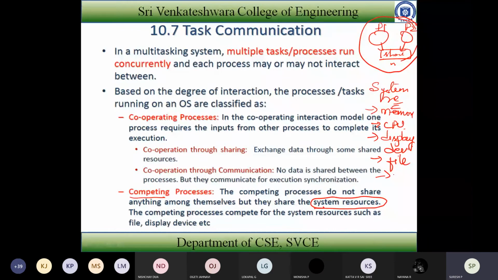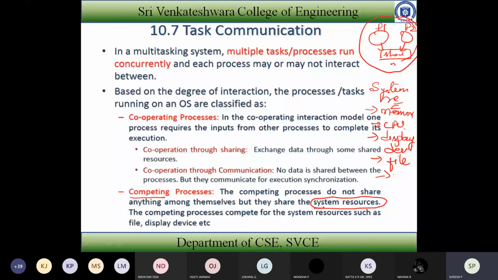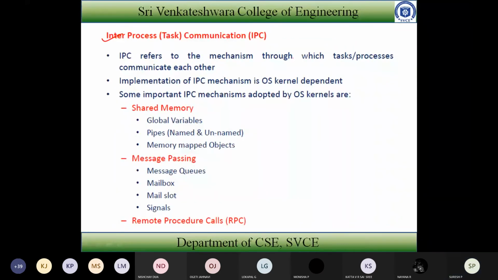Next, the other way communication is established concurrently is through interprocess communication. IPC refers to the mechanism through which tasks or processes will communicate with each other. Now, if we talk about IPC, that is interprocess communication. Who is responsible for interprocess communication is the next question.